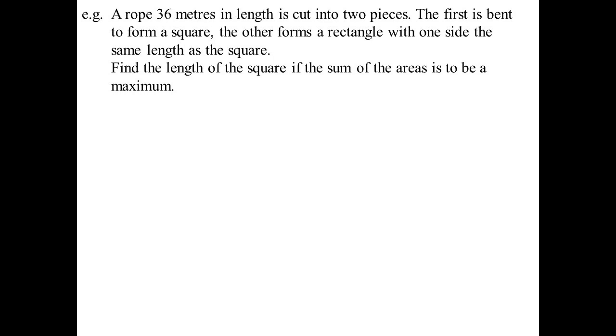So here's a typical problem. I'm sure you've experienced it yourself. You've got a rope 36 metres long and you want to cut it into 2 pieces, but in such a way that the first piece you're going to make a square and the second piece you're going to make a rectangle. It's something we do all the time. We want to find how big the square will be if the sum of the areas is a maximum. Maybe we're creating 2 ant farms, so they've got to be contained within the ropes, and we want them to have the maximum area they can roam.